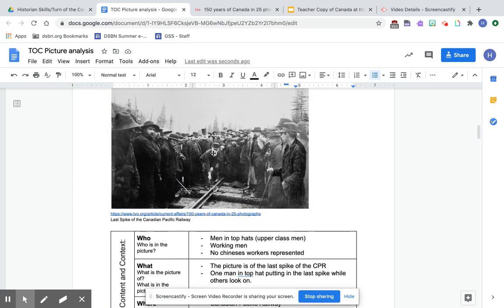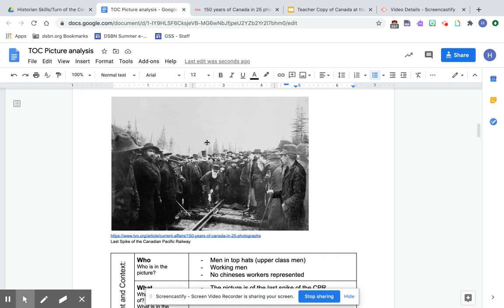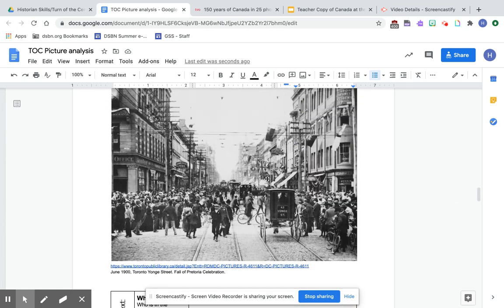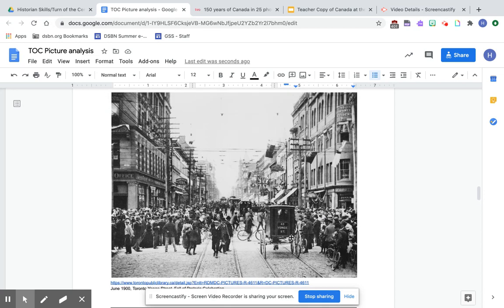It's important to look at why the photo was taken. We can get a lot of hints from the background, when it was taken, and the clothing. We can look at the setup of how staged the photo is, and then you look at exactly who's in the photo and who's not there. So let's look at this photo here. It says June 1900, Toronto and Yonge Street, the fall of, I believe, Pretoria celebration. And again, you can click the link and find more information about the photo there.